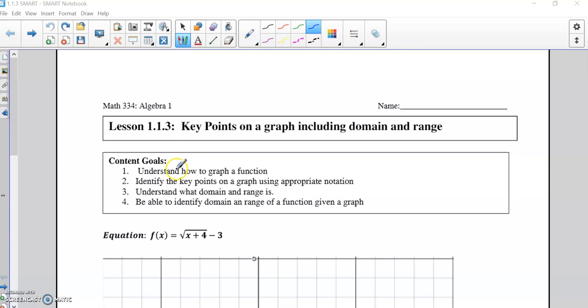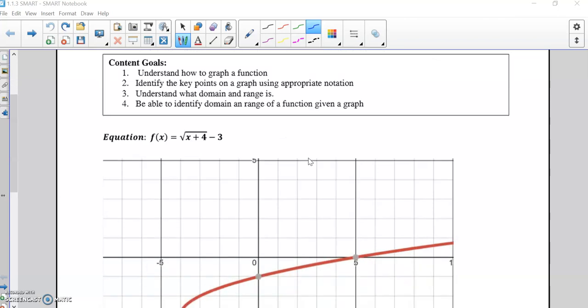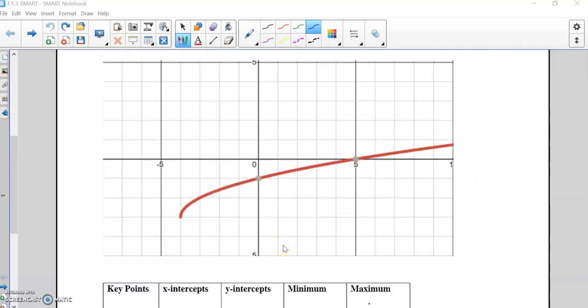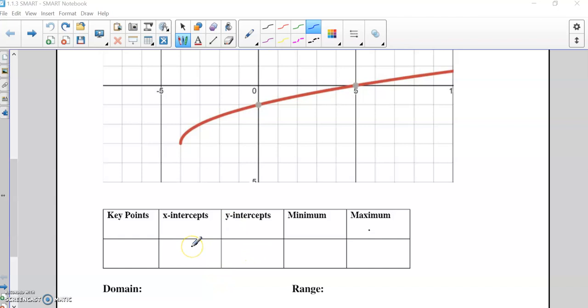Today we are going to talk about domain and range and also do a little bit of a refresher on what we did yesterday, which was the key points of a graph. So we're just going to go ahead and get started with this graph over here. I have provided the graph this time because our focus is no longer making the graph. I just really want to focus on these key points right now.